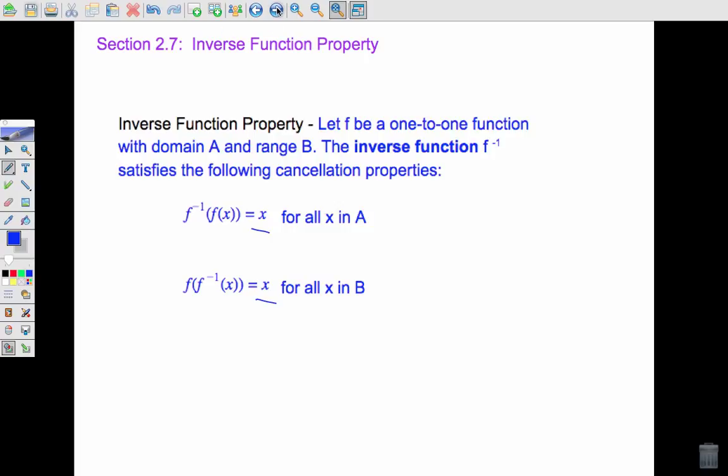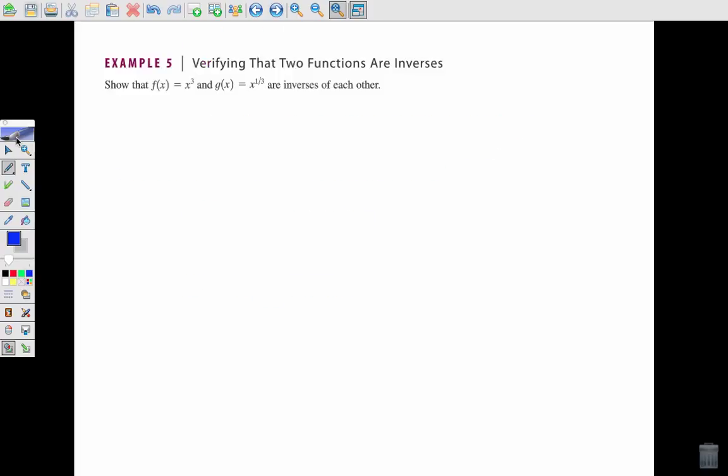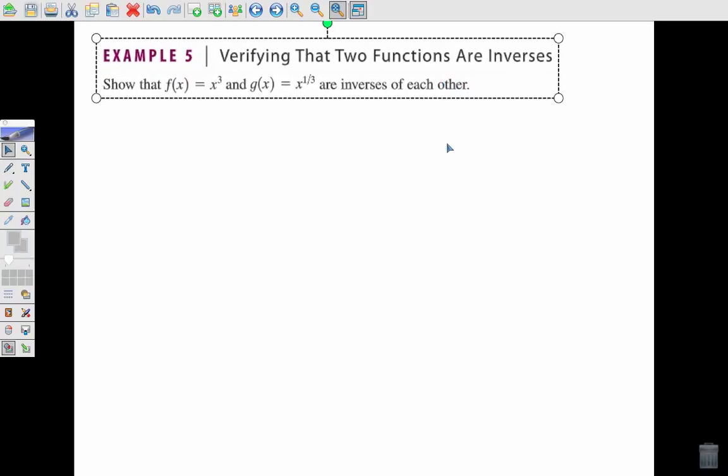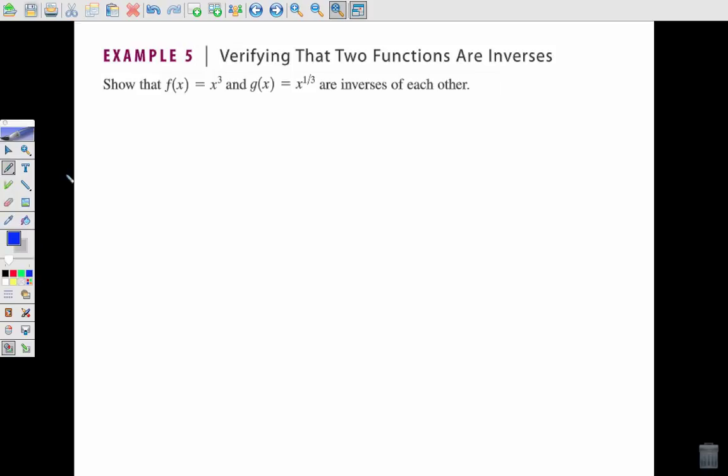Okay, so let's look at an example. We want to verify that these two given functions are inverses of each other. In order to show they're inverses, f of g of x must equal x and g of f of x must equal x. So we're going to show that both of these equal x.